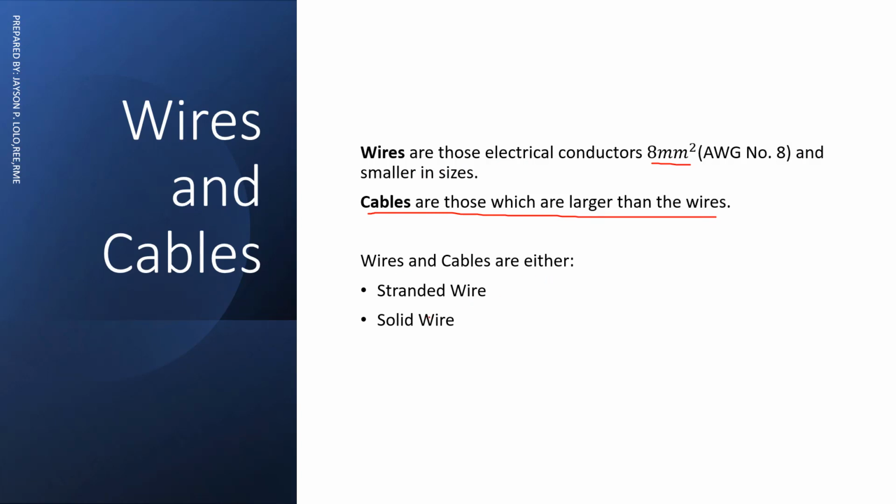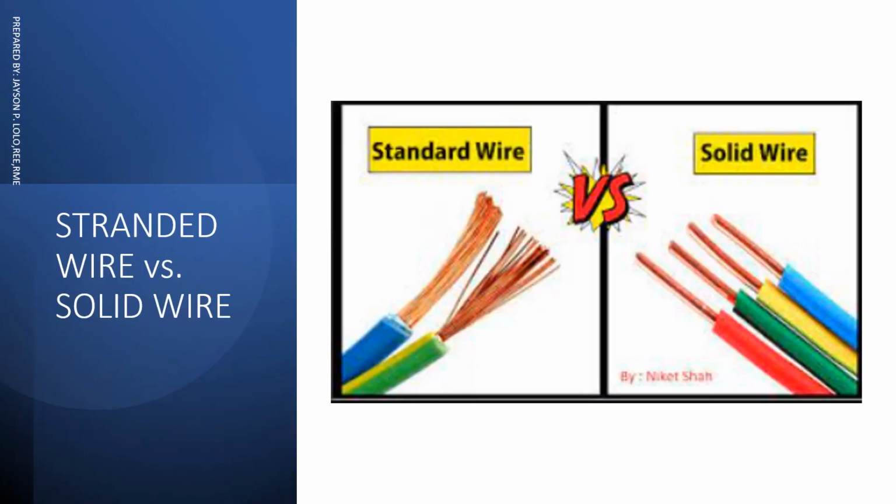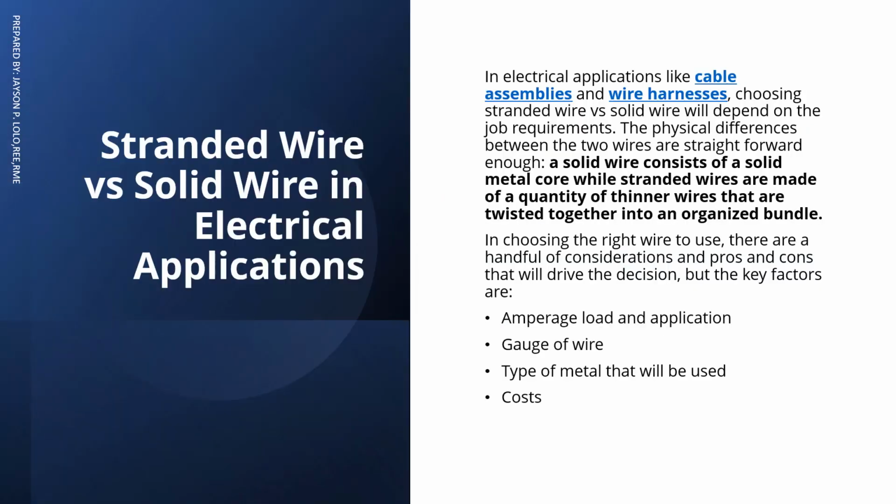So wires and cables are either stranded wire or solid wire. This is the representation of these two wires: stranded wire versus solid wire. Now in electrical applications like cable assemblies and wire harnesses, choosing stranded wire versus solid wire will depend on the job requirements. The physical differences between the two wires are straightforward enough.